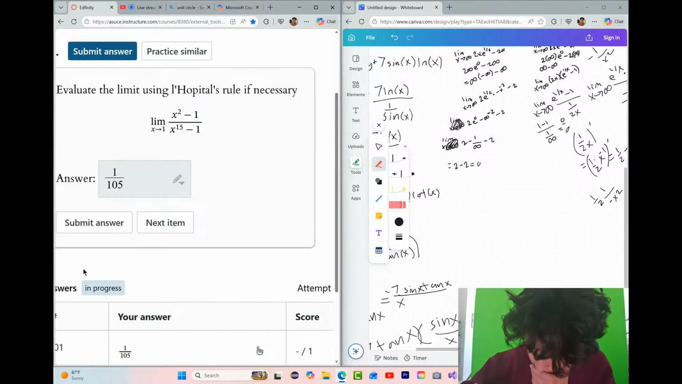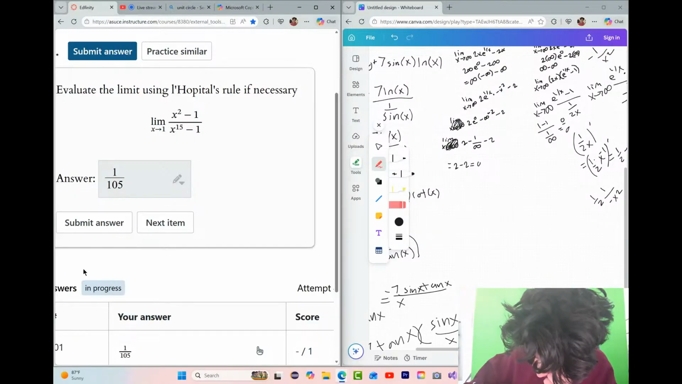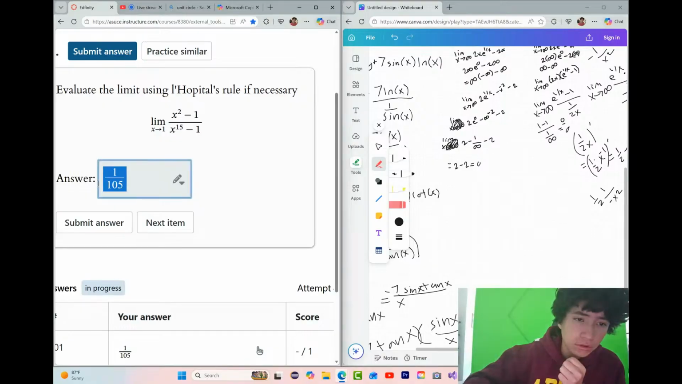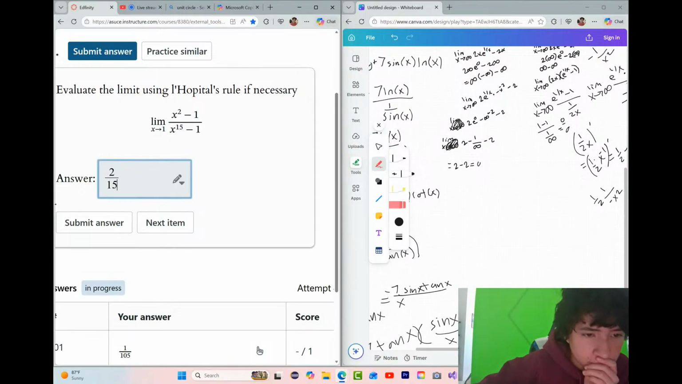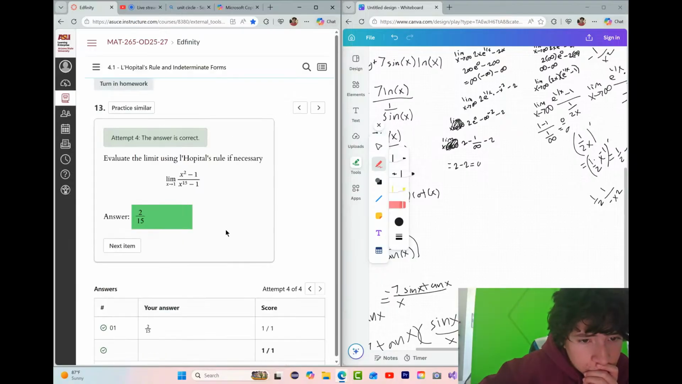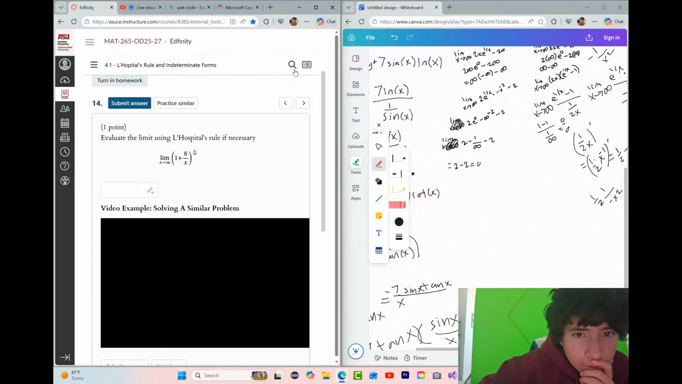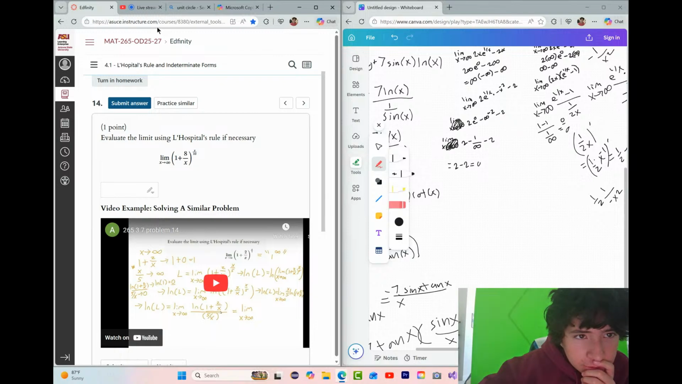So here we get 1 minus 1 over 1 minus 1. That's 0 over 0. So we can't do that. Then here we get 2 over 15. Oh, so let's do 15s then. Whatever. We have 3 problems left.